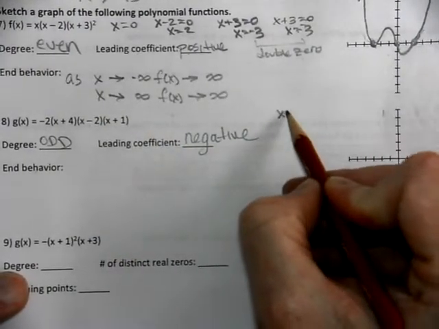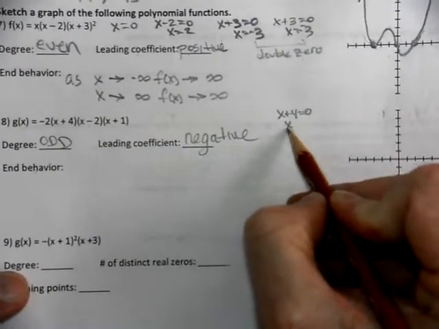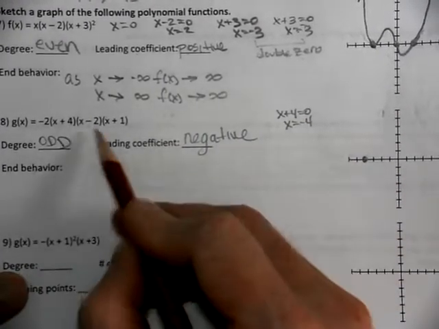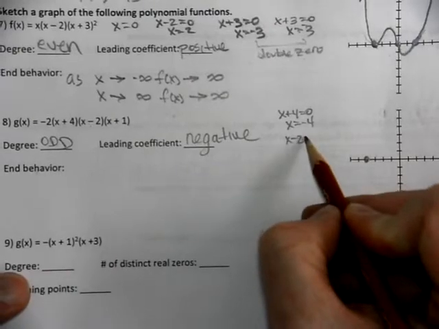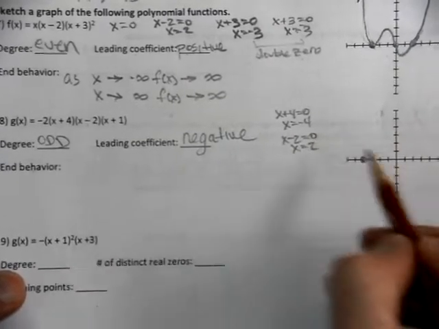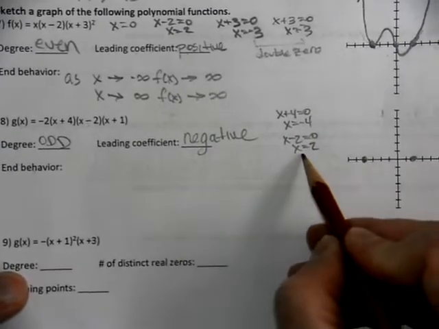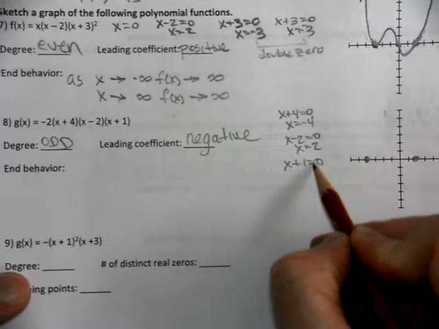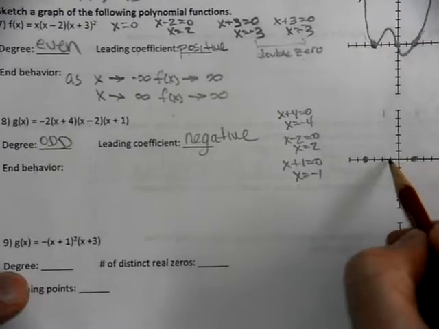Since we're working with x plus 4, we know that x is going to be negative 4. That makes it a 0. X minus 2 gives me a 2 as a 0. And x plus 1 gives me a negative 1.